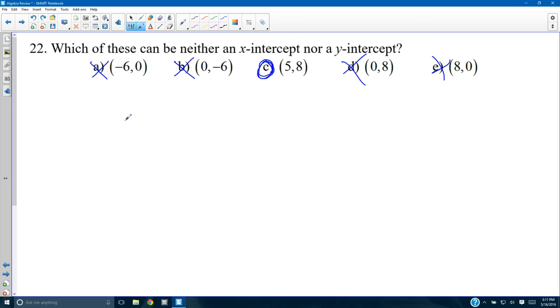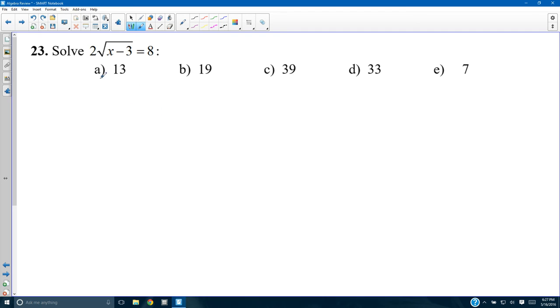Kind of a bizarre question. You know, considering question number 1 was so huge and it involved using x-intercepts, this one was really mundane in comparison. It was actually kind of funny. All right, number 23. Solve for this.